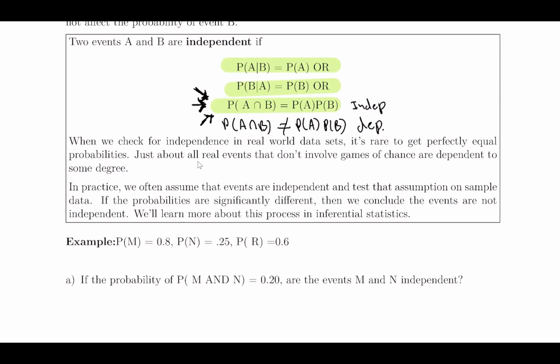So if I do probability of A and B, if it's equal to the probability of A times the probability of B, we say the two events are independent from each other. But if the probability of A and B is not equal to the probability of A times the probability of B, then we say the events are dependent. So if they're independent, the two sides should be equal to each other. If it's dependent, then the left side and the right side are not equal to each other.